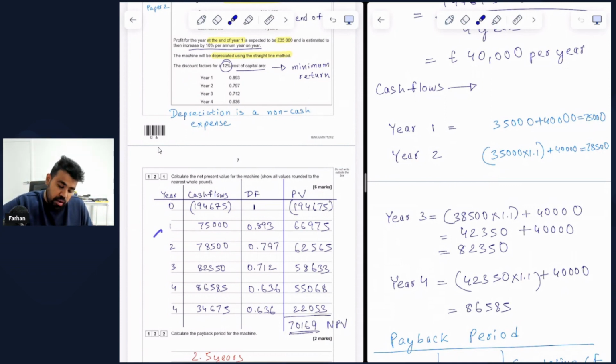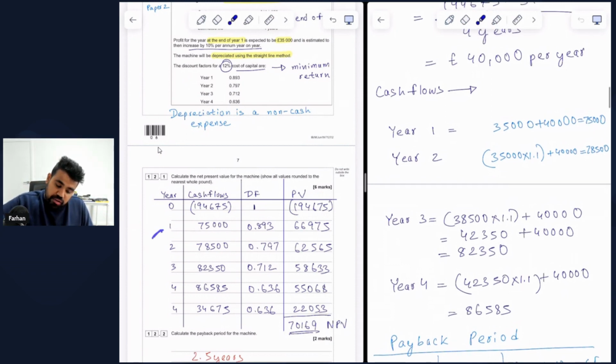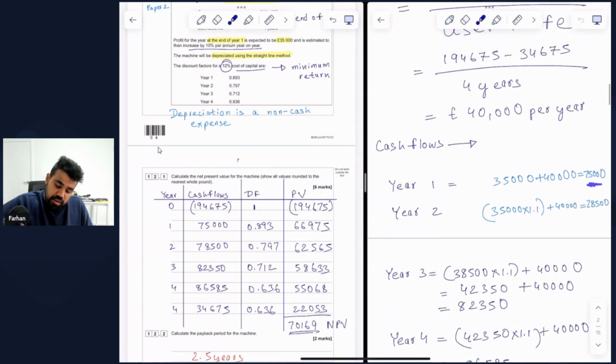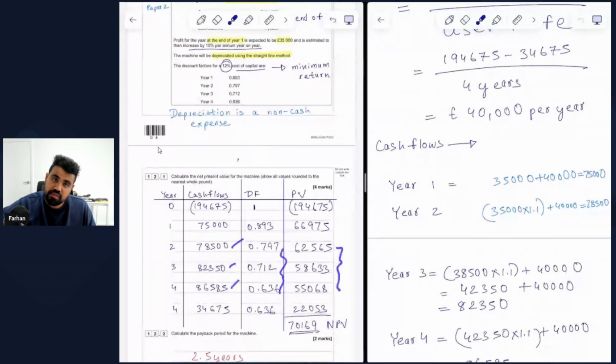So in year one, based on our calculations, the cash flow was 75,000, which is what we have included here. And then the discount factor is 0.893, which is given in the question. You multiply this straightforward and you get the present value of 66,975. So the discount factor is essentially here to calculate the present value by multiplying it with the cash flow. We repeat the same things for year two and year three and year four with the relevant cash flow, and then you get all the present values.